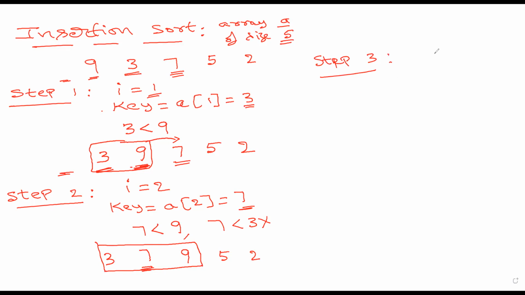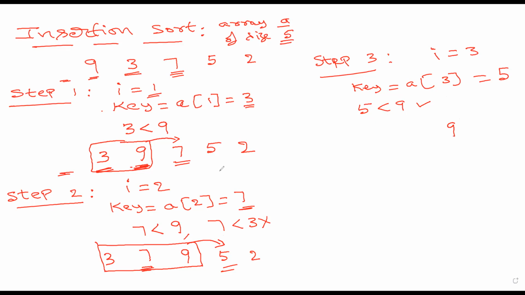Here I is 3, the key position value. So key is equal to A of 3. What is the value present at A of 3? That is 5. So the key value is 5. That 5 we have to compare with the previous elements. 5 is less than 9. Satisfied. If it is satisfied, what we have to do? That 9 we have to shift to its next position. So 9 is coming to this particular position.